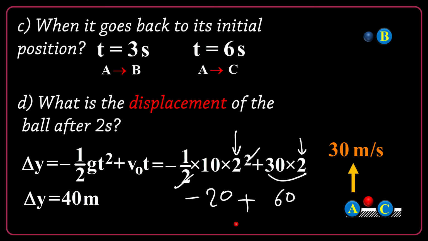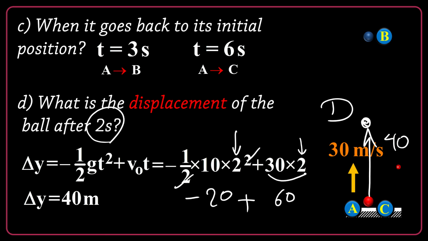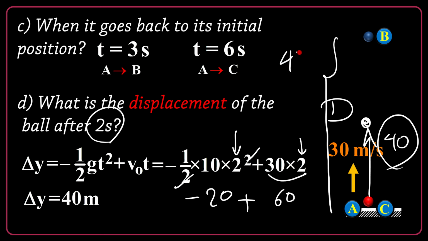So the total displacement from A to, let's say, the point D after 2 seconds will be 40 meters. Necessarily, it's smaller than AB, which was 45 meters, because you know that from A to B it takes 3 seconds. So if you say 2 seconds, it will be less than that. So the object is still going up.